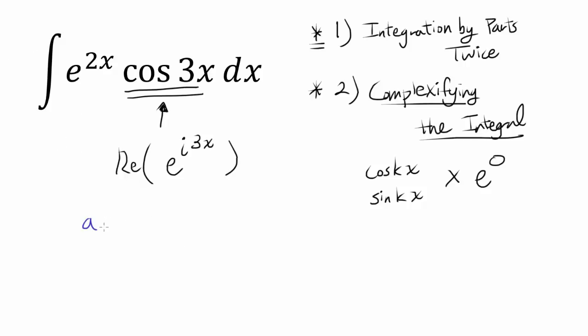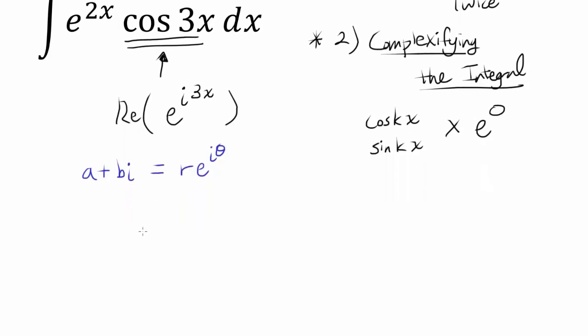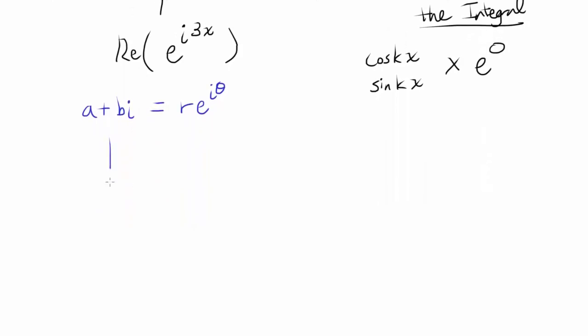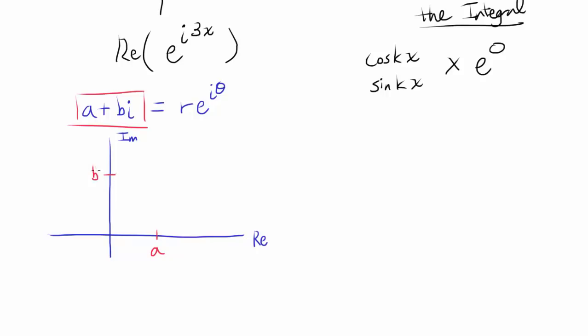Some of you may know that the complex number a plus bi can also be written as r times e to the i theta. Let me go over this very quickly. When you graph a plus bi in the complex plane, you have the real axis and the imaginary axis. For a plus bi, the real part is a, and the imaginary part is the part being multiplied by i, in this case b. So this point is the complex number a plus bi. Let's say we have some distance r from the origin, and some angle theta from the positive real axis.